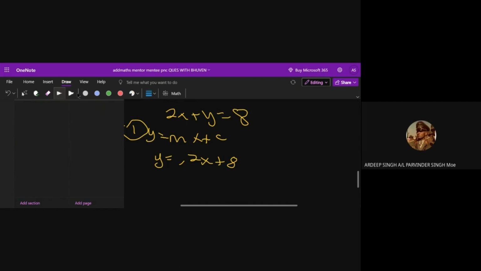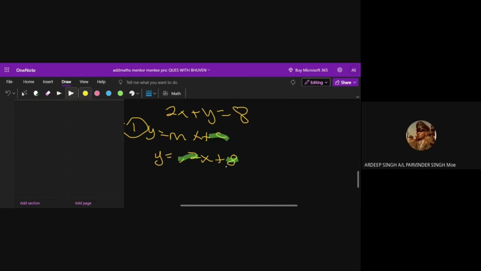So from here I can identify something. One thing you must identify is your gradient. The gradient is negative 2. What about the c-intercept here? It's 8, right? Yeah. All right.